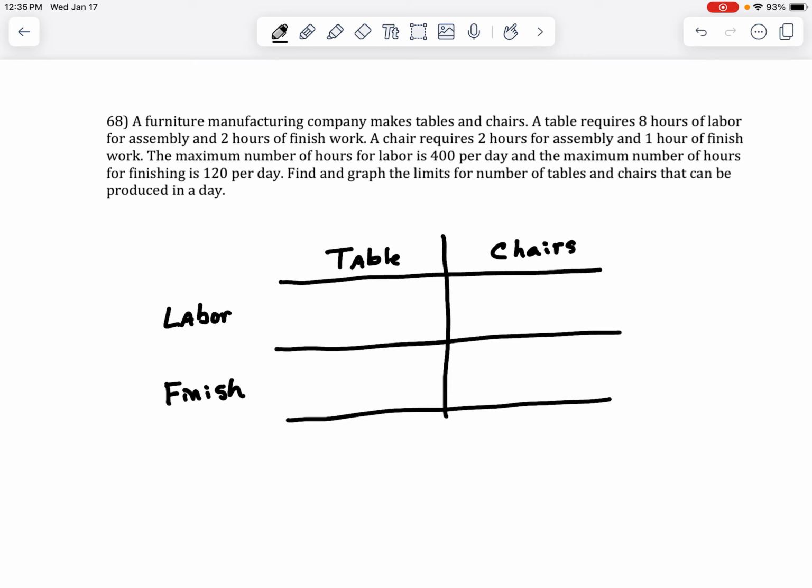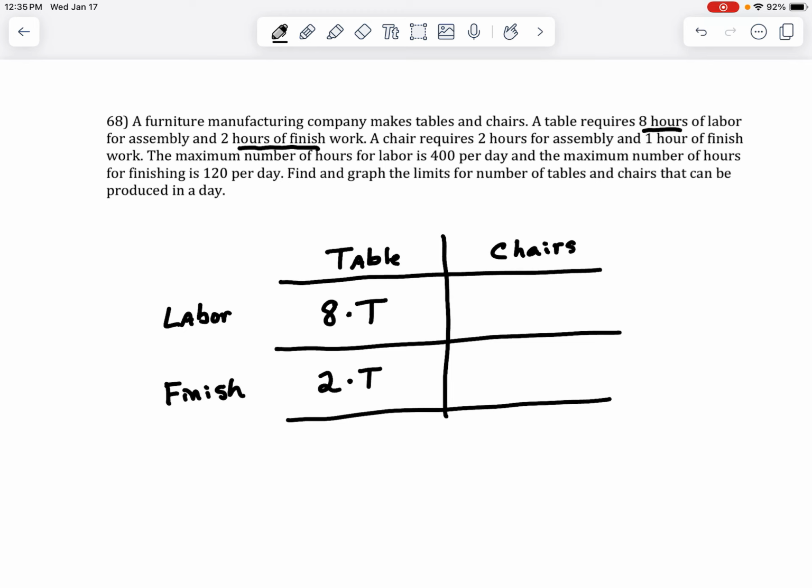So a table requires 8 hours of labor. So for every single table, it requires 8 hours of labor. So for however many tables, you have to multiply each one by 8 to get the total amount of hours. And for the finish work, it takes 2 hours. So for every table, it takes 2 hours.